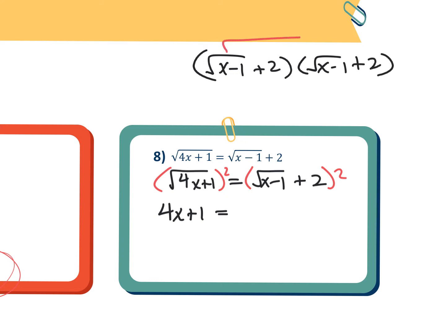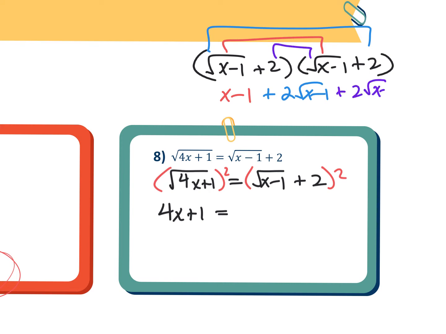So when I do first, I get x minus 1. When I do the outside, I get 2 times the square root of x minus 1. When I do the inside, I get 2 times the square root of x minus 1. And then finally last, 2 times 2 is 4. I'm going to add the middles. This gives me 4 times the square root of x minus 1.